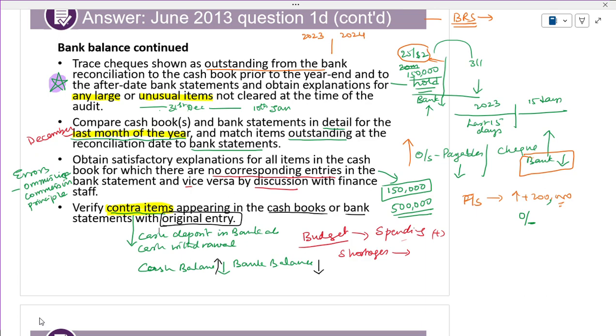You want explanation for this? No, I'm just explaining. Yeah, exactly. I will add something more to it. There is no hard and fast rule that there should not be any unusual items. Keep it in mind. You cannot say that you should not have these things. It will be there by default. There is no precondition. What they are saying is that if there are any outstanding or unusual items, just obtain an explanation for that.